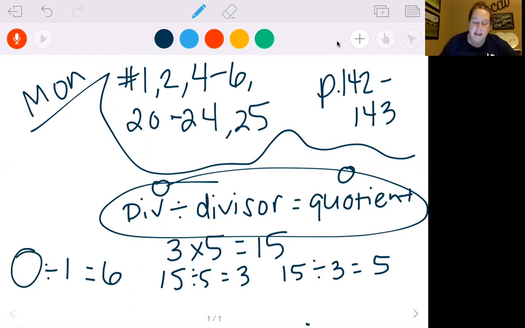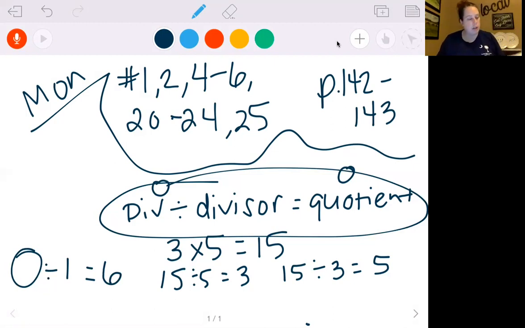Number 5, write a division equation to represent the array. So on number 5, they give you a bunch of stars. First, you're going to need to figure out the total number of stars, and then you're going to see how many rows they have versus how many columns. Number 6, write a related multiplication fact for 36 divided by 9 equals 4. So you're going to switch that around to a multiplication fact.